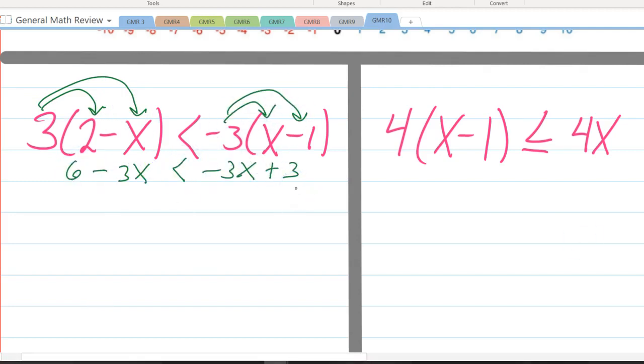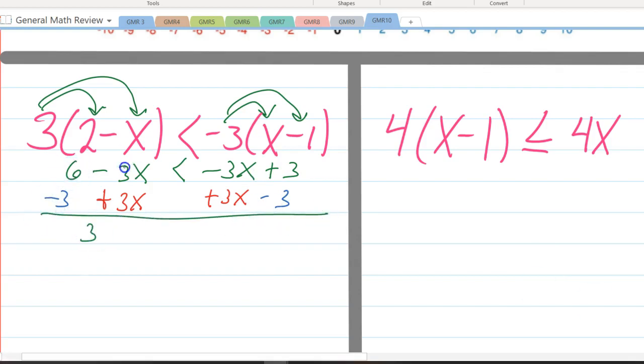Now I need all my x's on one side and my numbers on the other. I'm going to add the 3x to get it to move to the other side, and I'm going to subtract this 3 to the other side. What that gives me is 6 take away 3 is a 3. Those x's cancel. My inequality did not change.